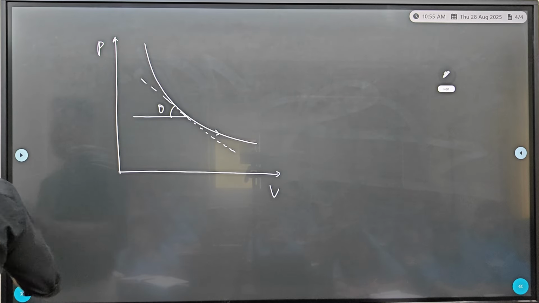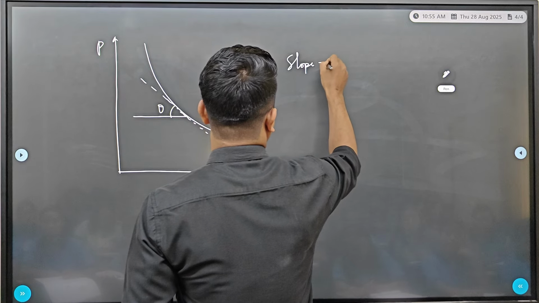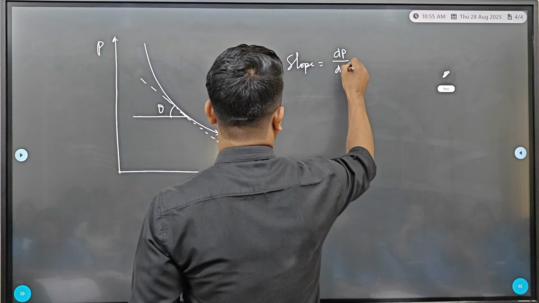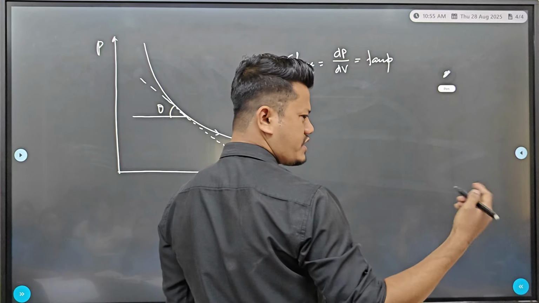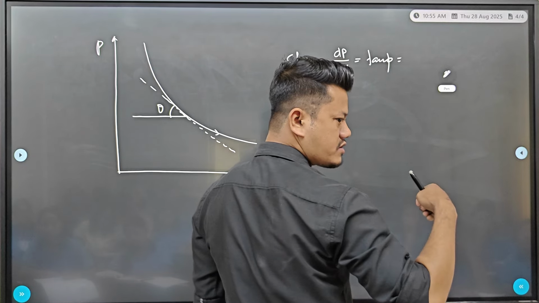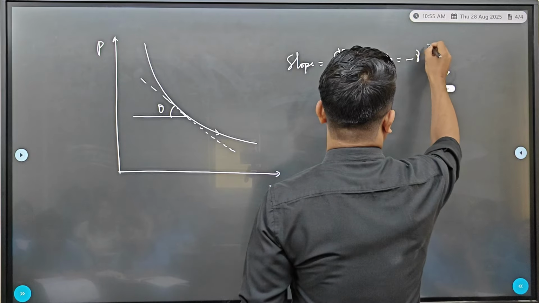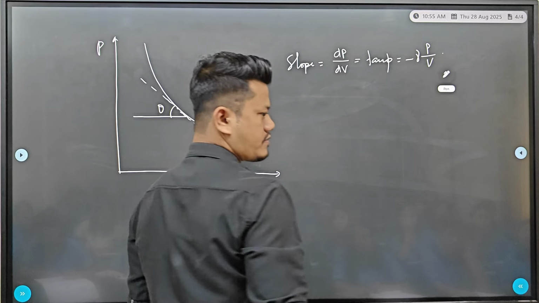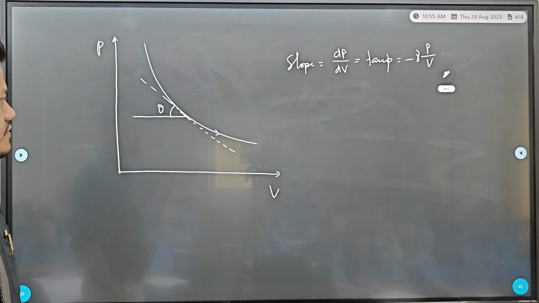Got it? And if I want to find the slope, just look here at first. Slope is dP by dV, which is tan of phi. Same as what we did yesterday. But yesterday we got P by V, or not? Here, minus P by V, right? Here we will be getting minus gamma P by V. Now how it came, I'll go through a little bit of calculation here. Please note it down at first.